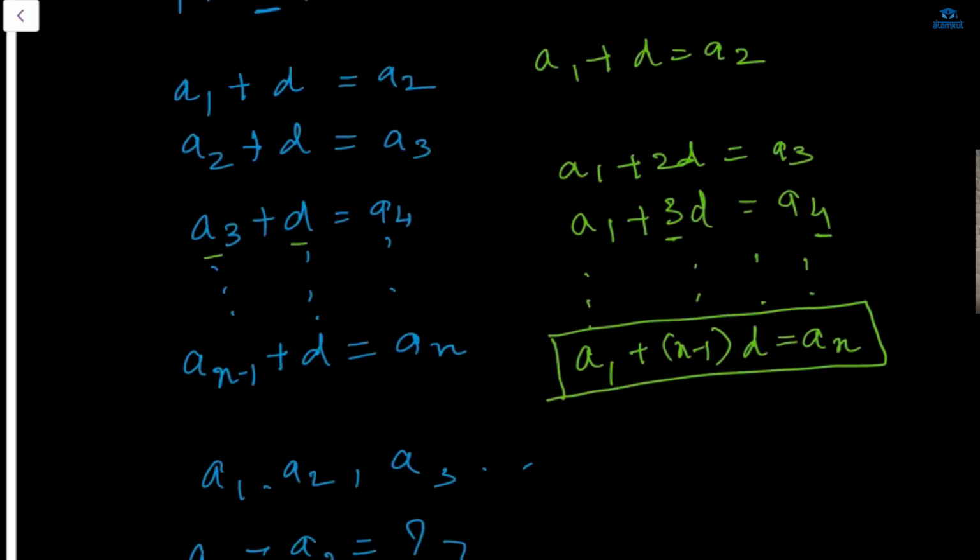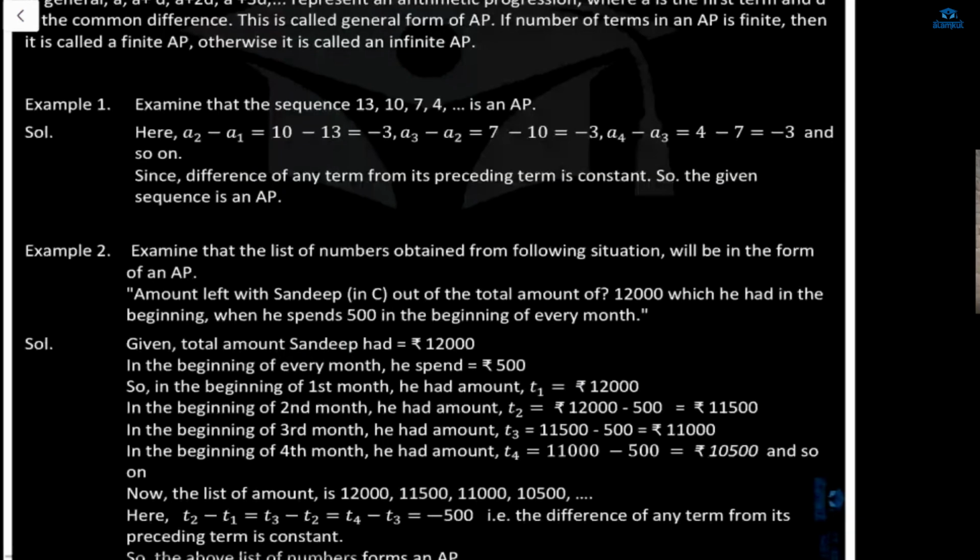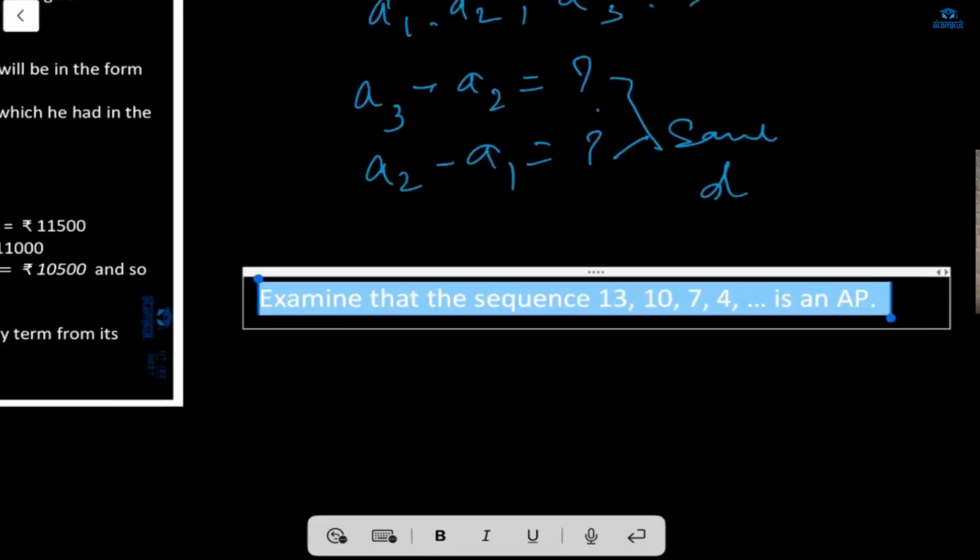A1 is the first term, n minus 1 means the (n minus 1)th, d is the common difference. Got it? Any doubt in this formula? No, ma'am. Okay, for example, say this example number 1.